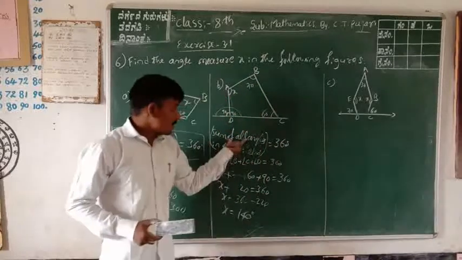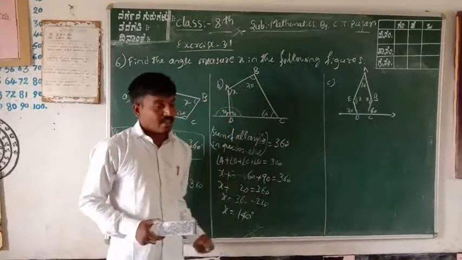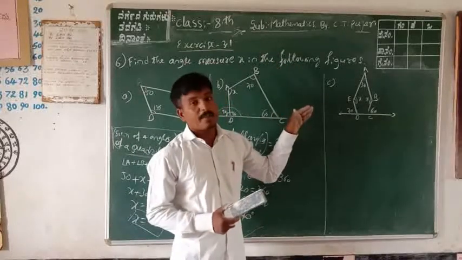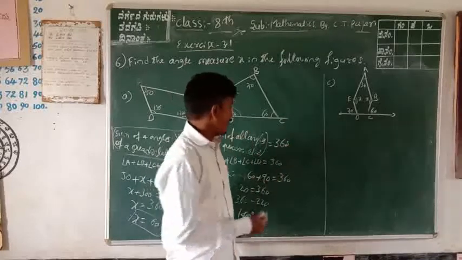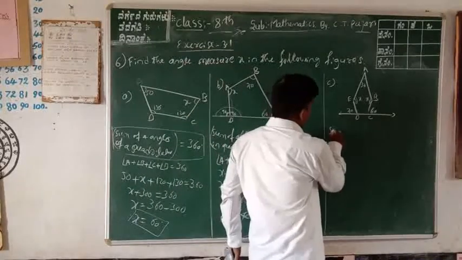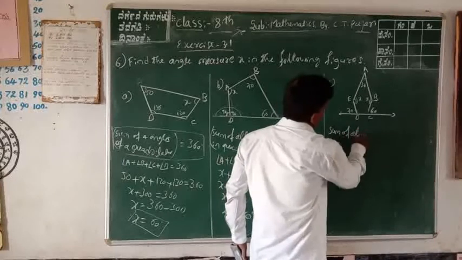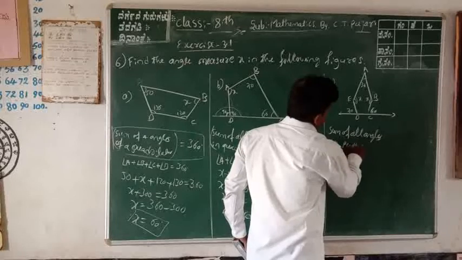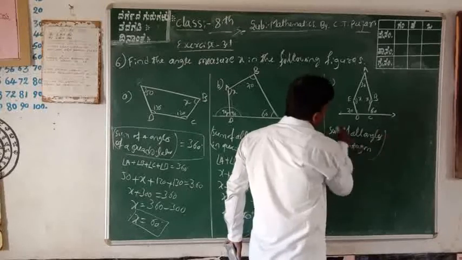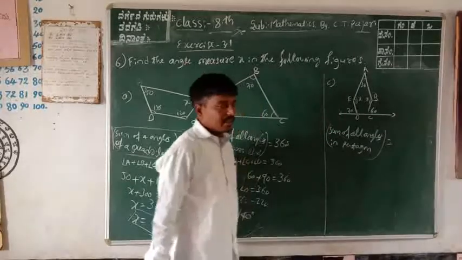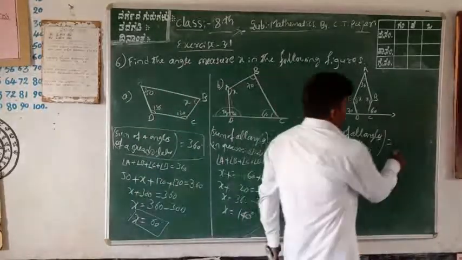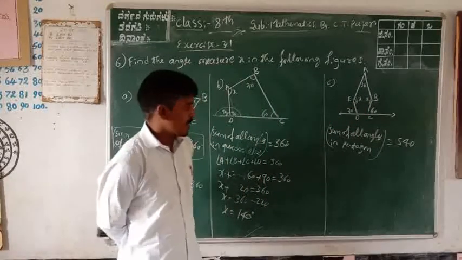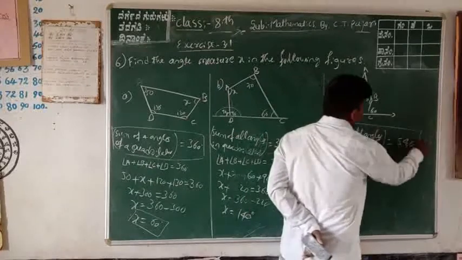In a quadrilateral, the sum of all angles is 360 degrees. What about this one? The sum of all interior angles in the pentagon is how much? Therefore, again the solution: the sum of all angles in a pentagon is equal to how much? The total sum is 540. This is also a most important formula.